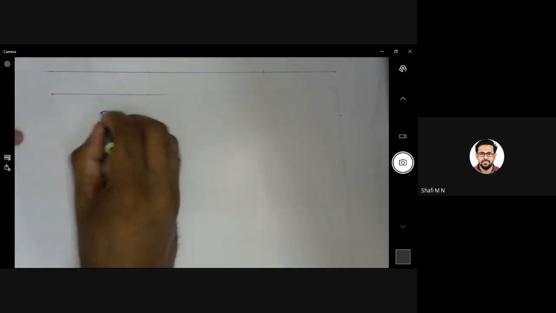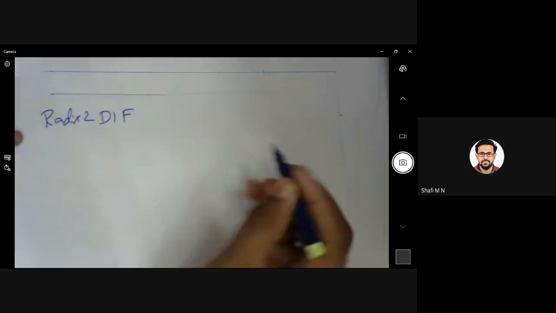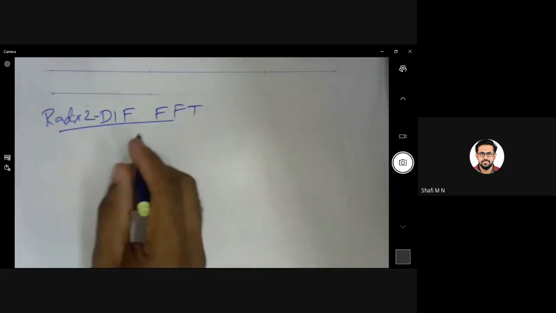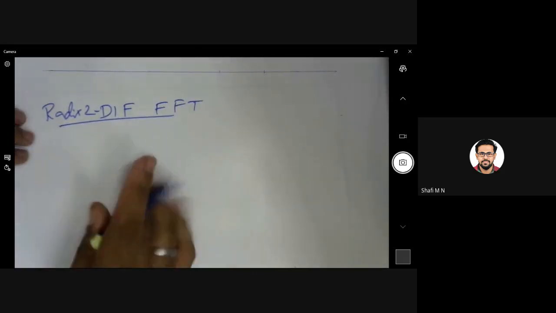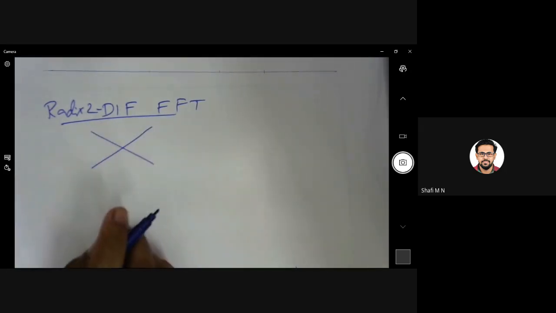Now let's move to decimation in frequency, DIF FFT. Okay, so make the next heading DIF FFT: decimation in frequency, radix-2 FFT algorithm. How did we start the decimation in time algorithm? We started with the butterfly. We familiarized ourselves with what the butterfly looks like, right? So here also, let's see how the butterfly will look. There is a difference from the decimation in time butterfly. I hope you remember the decimation in time butterfly.